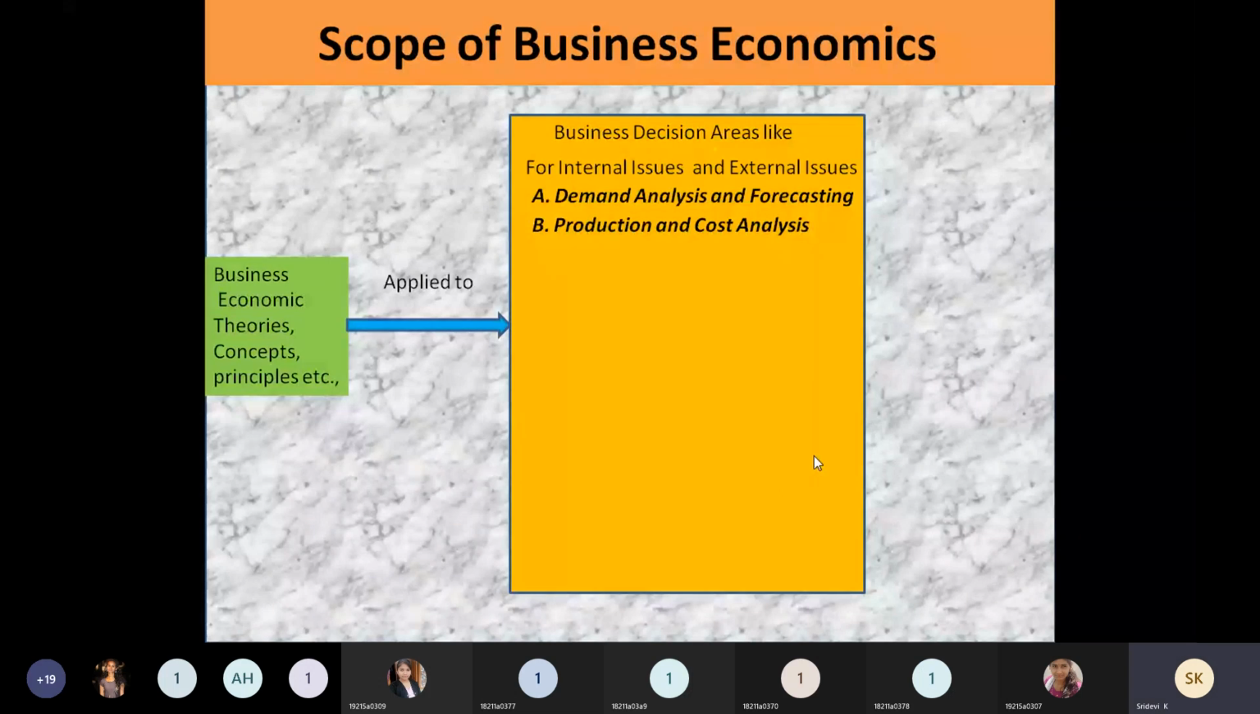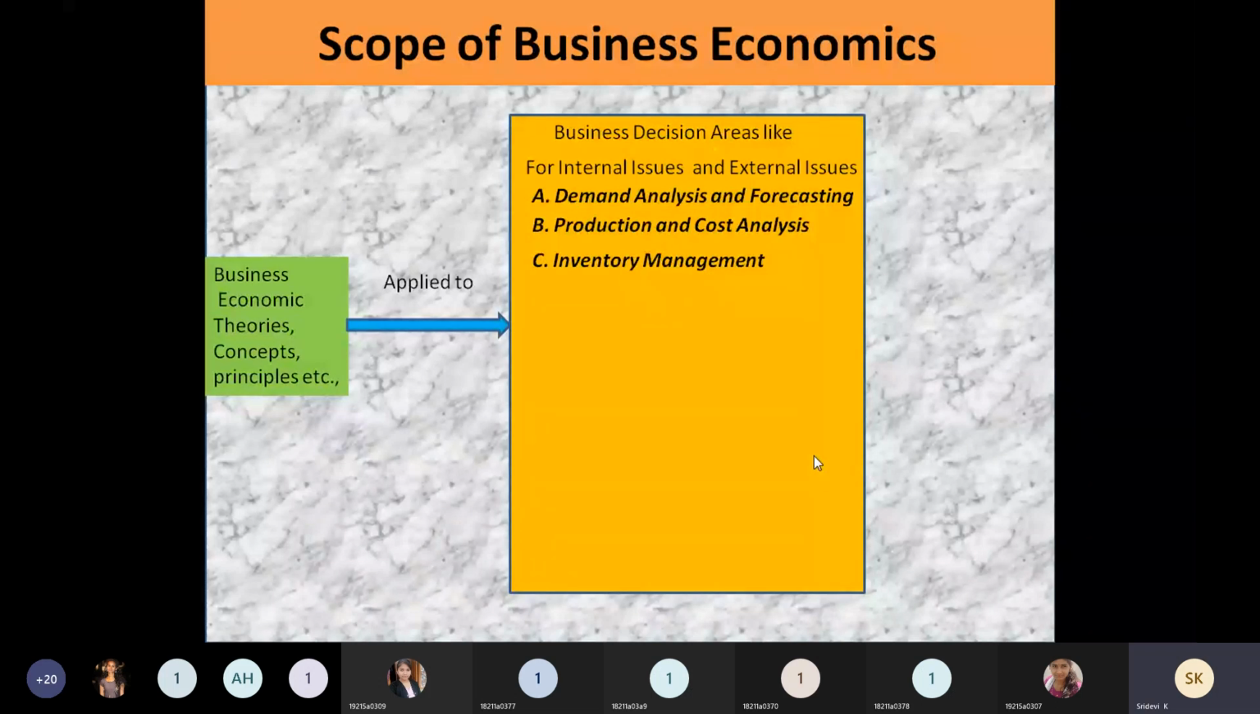The second area is production analysis. How the production is going to be affected, when you are going to bring change in the production. And cost analysis means what you are going to spend and how much you are going to spend, how much the expenditure will increase if you are going to increase your production. So that is one of the areas.